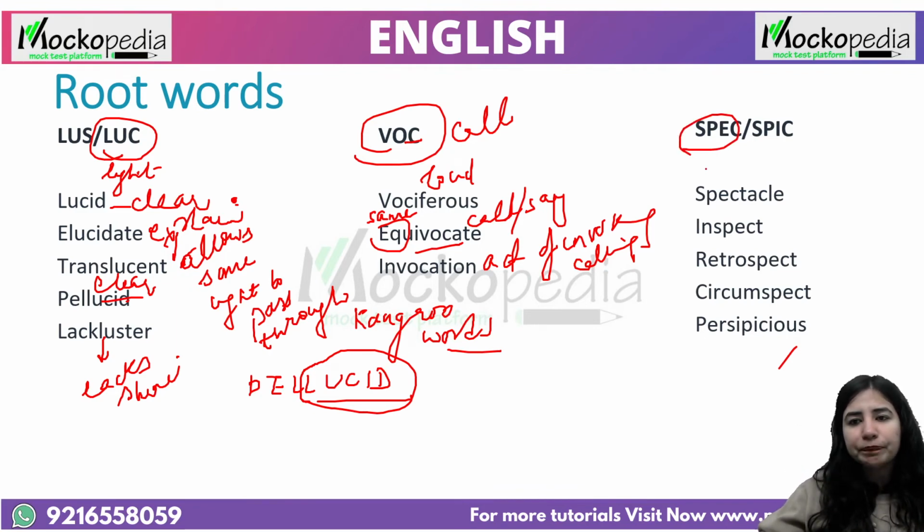Spec is to see. Spectacles, see, it's so easy, spectacles. It's just that I'm putting it together for you. Inspect, to see thoroughly, right? Retro, we'll just learn retrospect is to go back and evaluate things. Circumspect is to, circum is round, okay?